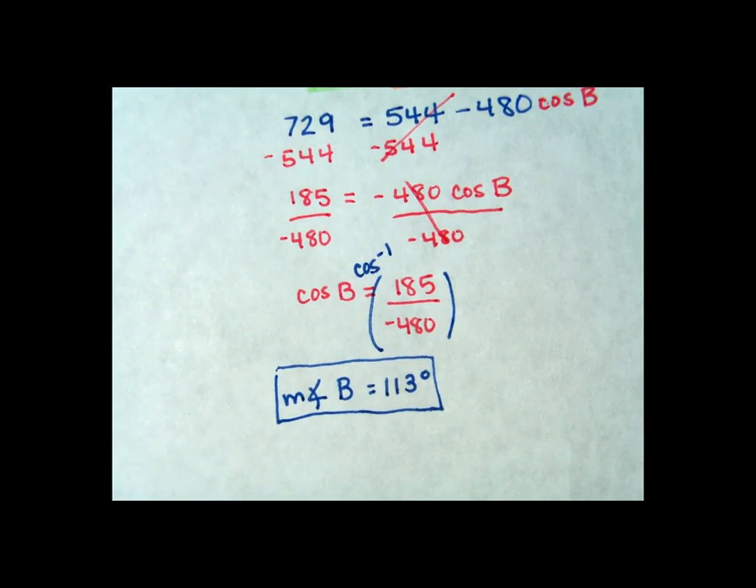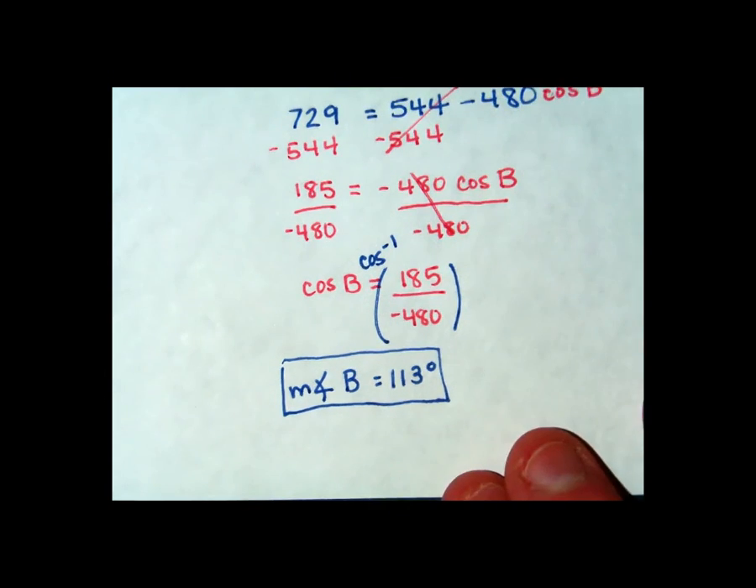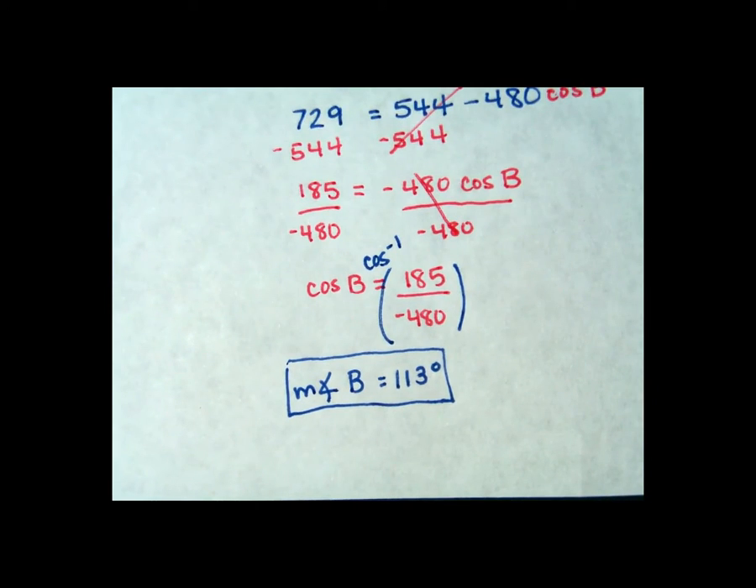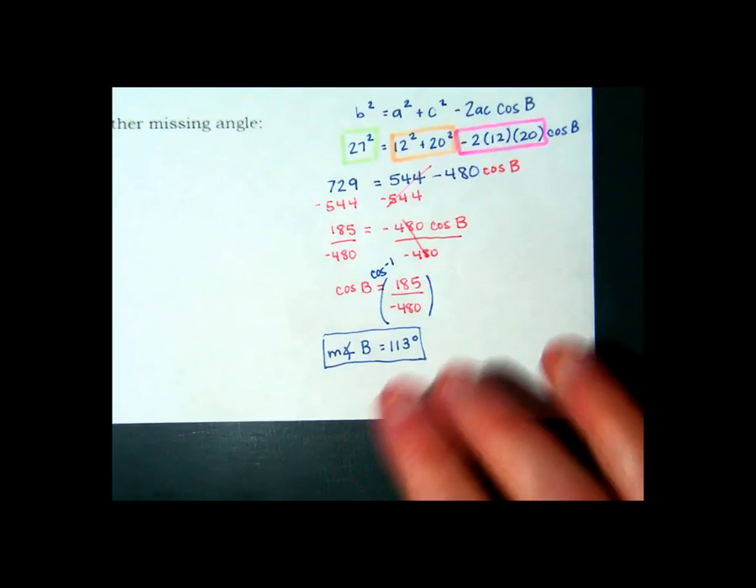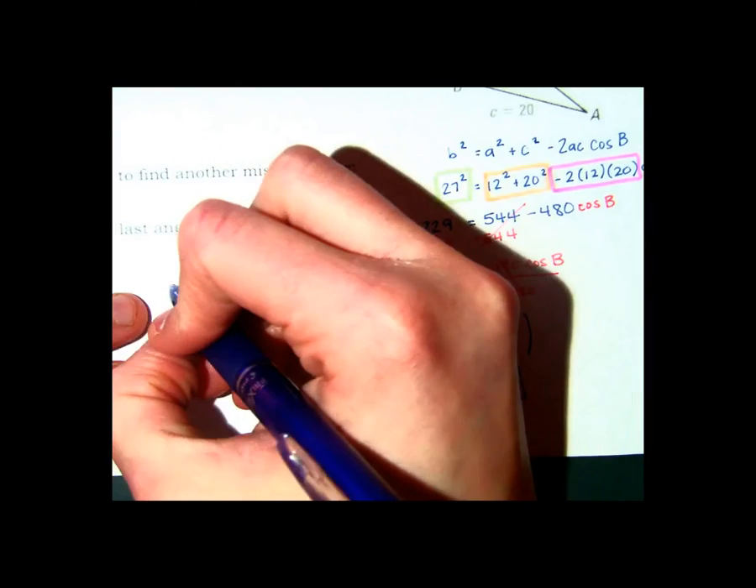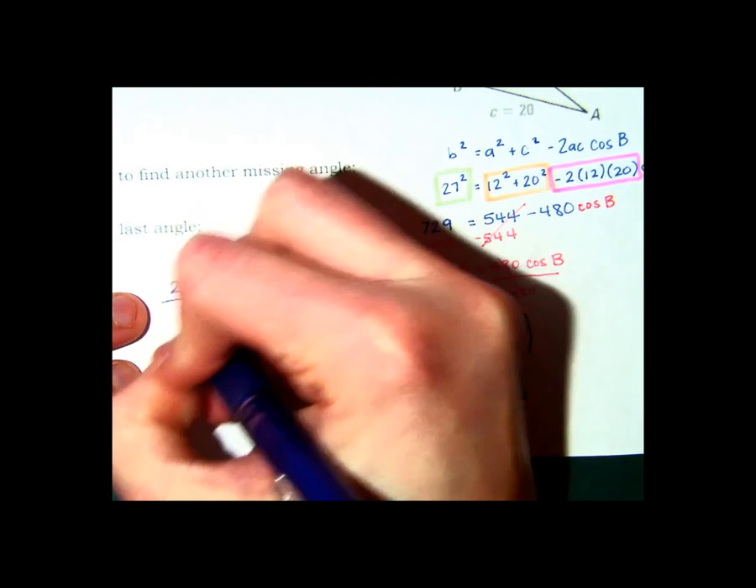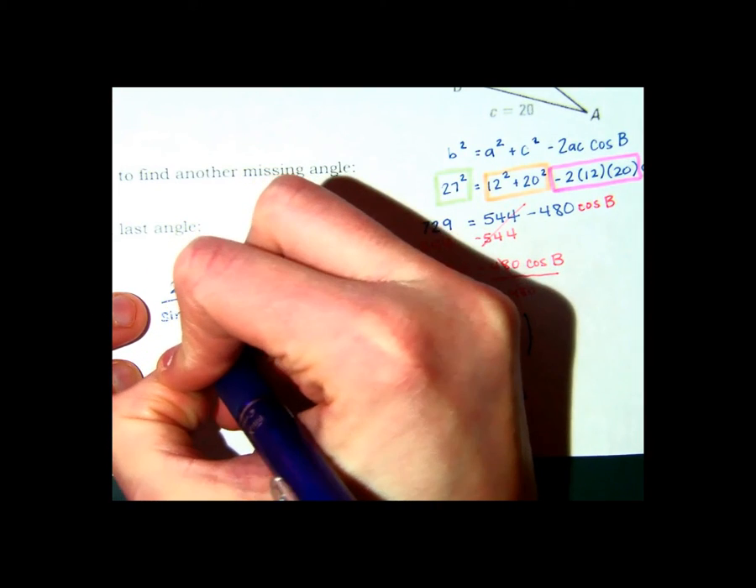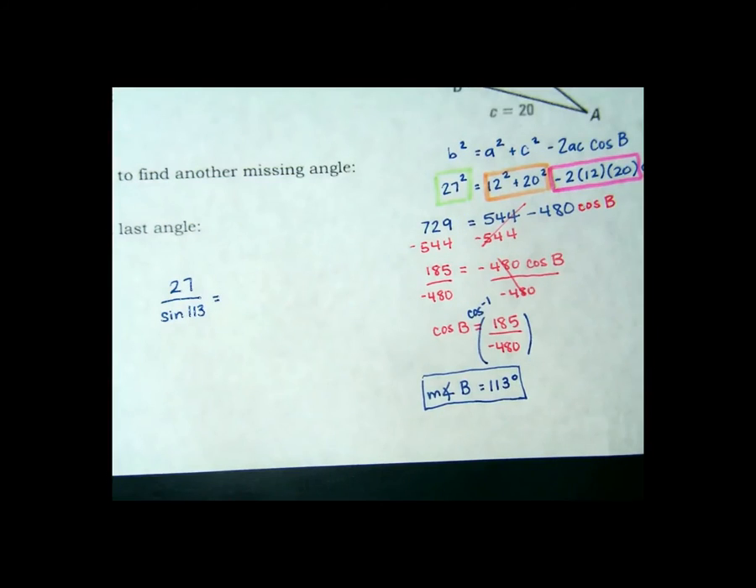What else do I have to find? Because I have to fill out this whole triangle. One more angle. The third one I can just find by subtracting. I have to use the law of sines to find the next missing angle. Do you want to find A or C? A? Okay. I have to use what I know in the law of sines. What do I know? B. So 27 over sine 113 equals. You guys said we want to find A. Okay, so how do I set that up?